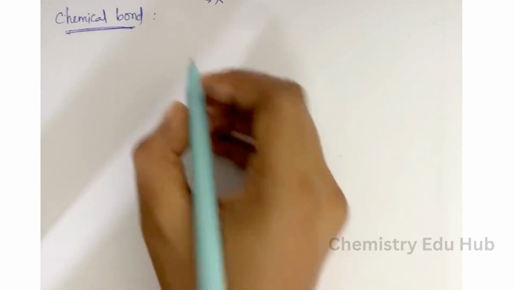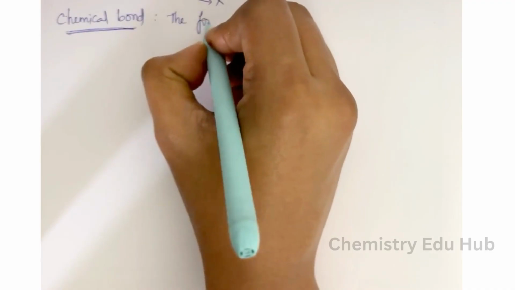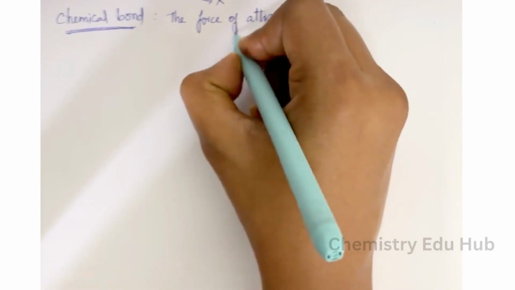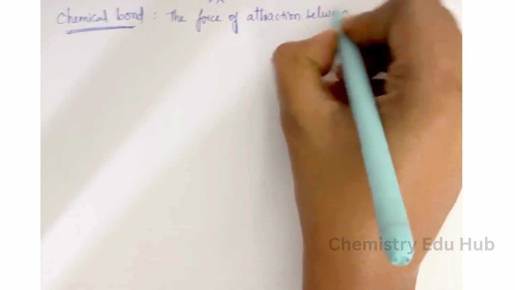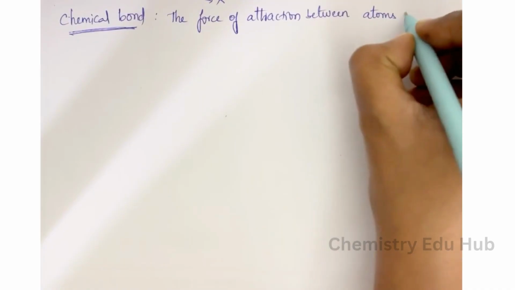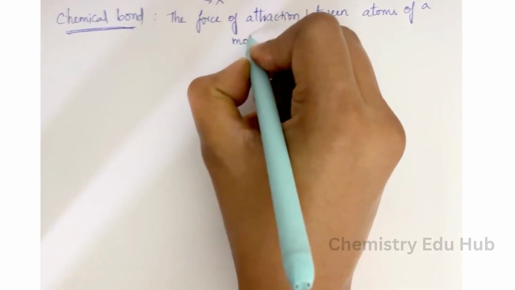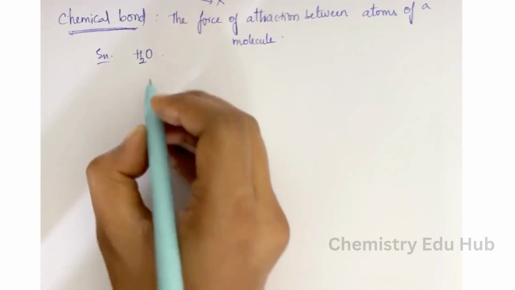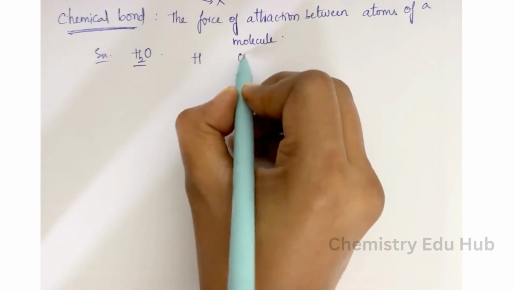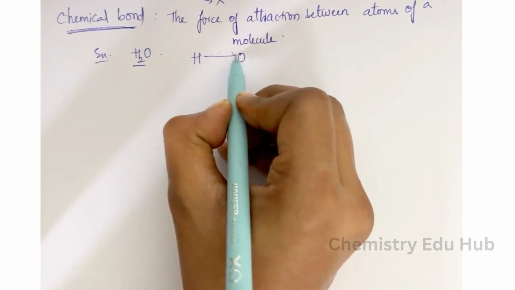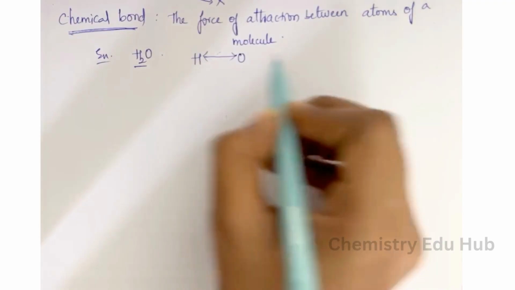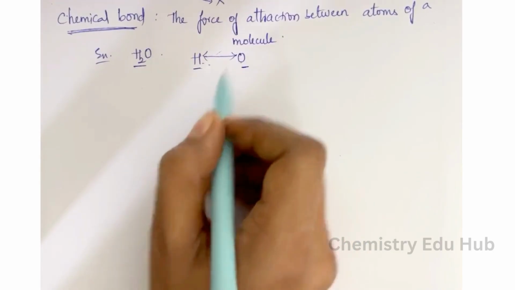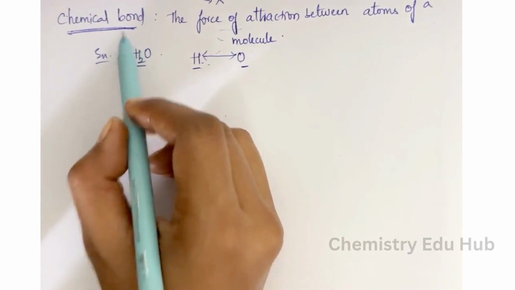So what is chemical bonding? It is the force of attraction between atoms of a molecule. Suppose if you consider water, the best example is H2O. H is an atom and O is an atom. These two have some kind of attractive forces between them, which is holding the hydrogen and oxygen together. Such force of attraction is called chemical bonding.